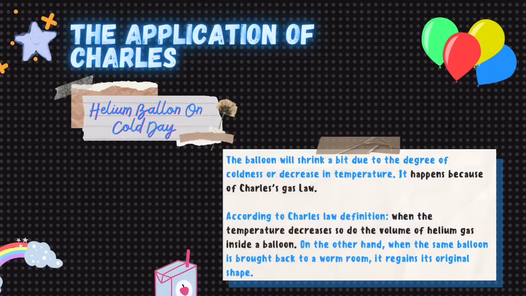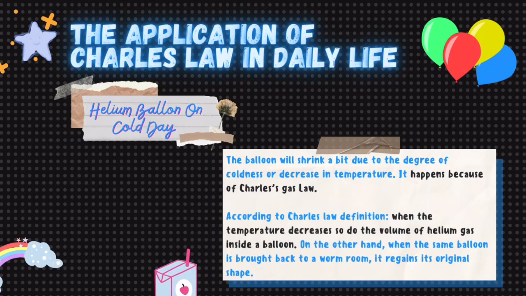The last example is a helium balloon on a cold day. A balloon will shrink if it gets too cold. Why? Because of Charles' gas law. When the temperature decreases, the volume of the helium gas inside the balloon will also decrease. This also works vice versa. Therefore, if you bring the balloon back into a warm room, it will retain its normal shape.